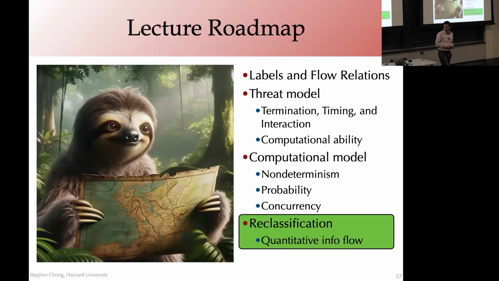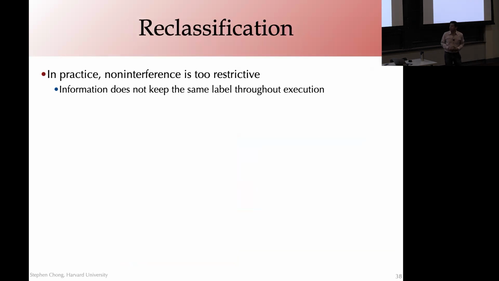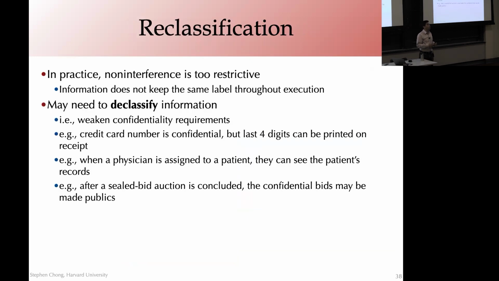Okay, I've got 10 minutes left, and I'd like to touch on the idea of declassification. Now, this is the idea that in practice, non-interference is really just too restrictive. We actually have a lot of real systems where we don't want information to stay at the same label throughout execution. We might have some systems that need to declassify information. That is, to take the confidentiality restrictions on information and weaken them.